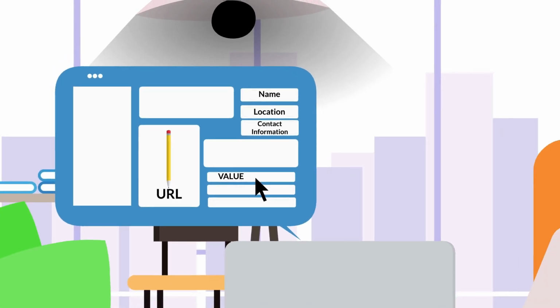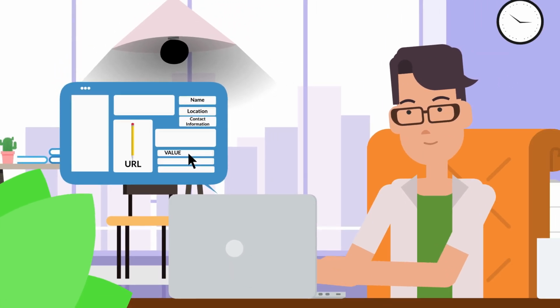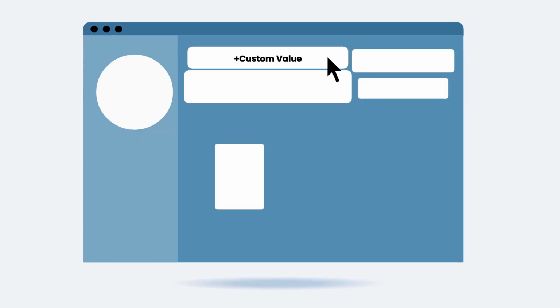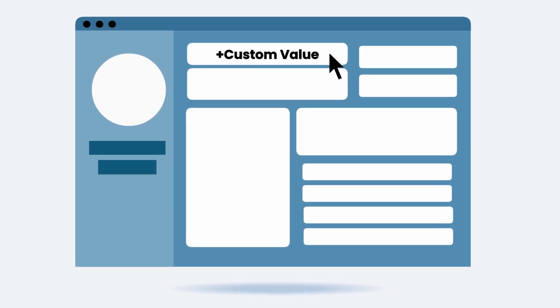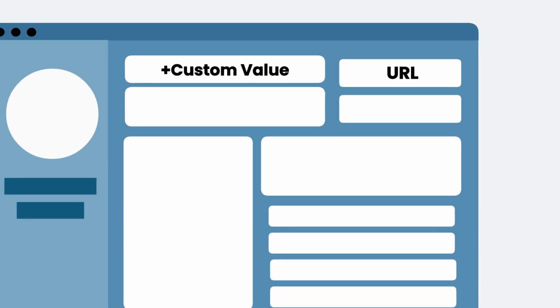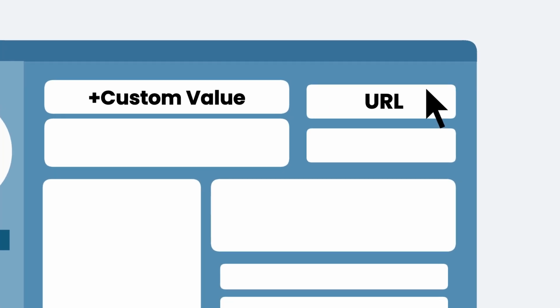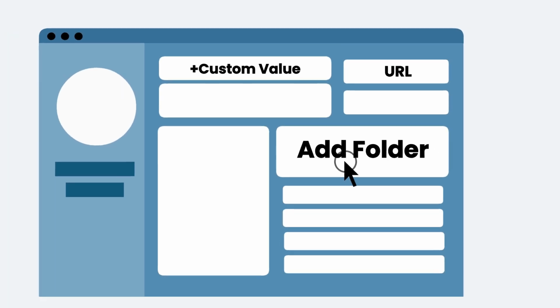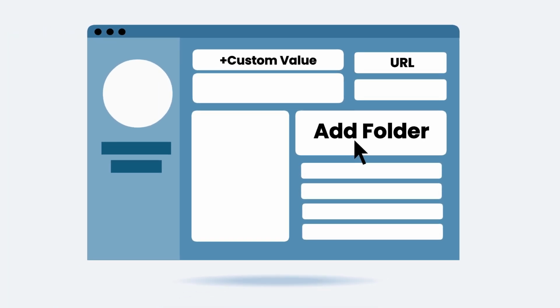Keep in mind, your custom values will be used on consumer-facing items, so only add information that you would want your clients to see. To create a new custom value, you can select Plus Custom Value at the top right, label your custom value whatever it is, and then add the URL. You can also organize these custom values by folder. Folders can be created using the Add Folder button.